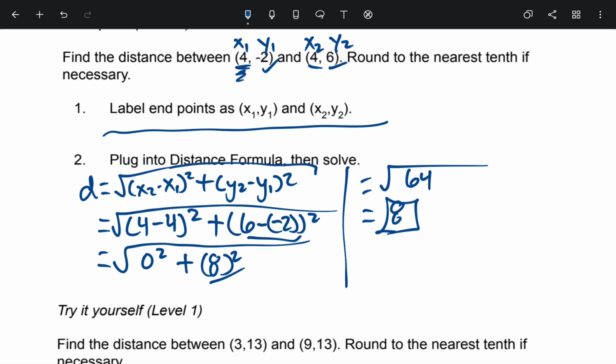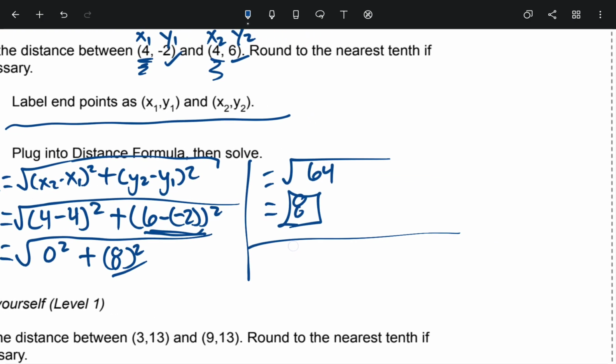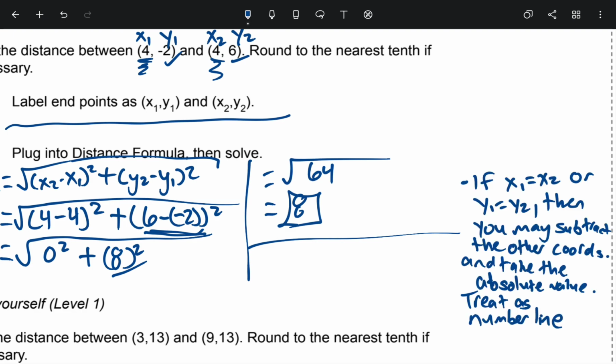So as you see here, our x's were the same, and our final result ended up being whatever we subtracted in the y coordinates. So if you have one coordinate that is the same, all you have to do is just subtract the other two and take the absolute value. So if x1 equals x2 or y1 equals y2, then you may subtract the other coordinates and take the absolute value. In other words, treat it as if it's on a number line.